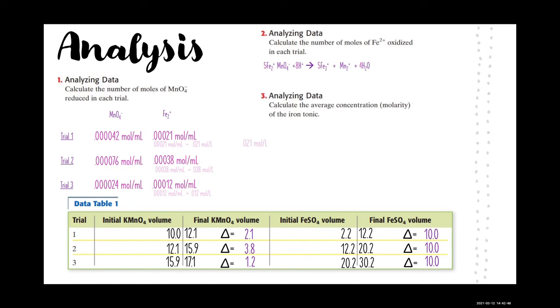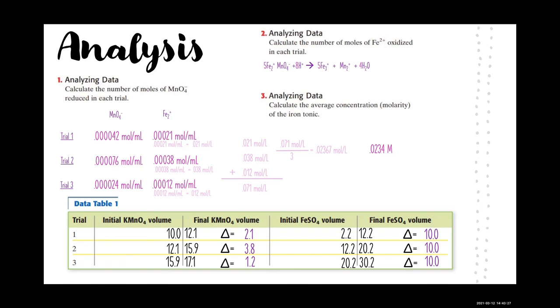So now, calculate the average concentration or molarity of the iron tonic. So how are we going to do that? Well, we know what it was per milliliter. So now we just need to determine what it is per liter. And there we are. If our concentration in our 3 trials was 0.00021 moles per milliliter, 0.00038 moles per milliliter, and 0.00012 moles per milliliter, we can convert those to moles per liter, which gave us our 0.021 moles per liter, 0.038 moles per liter, and 0.012 moles per liter.